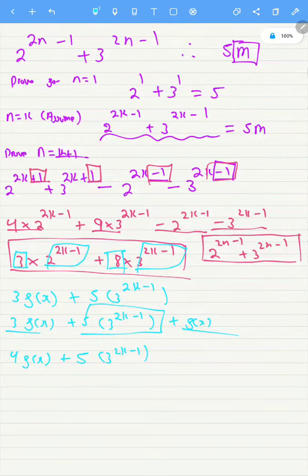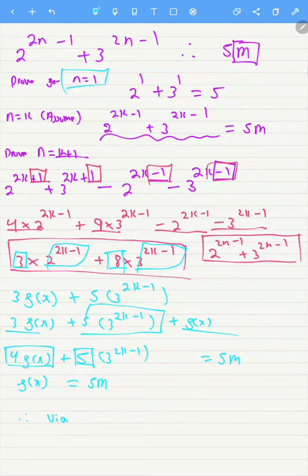So what we're proving is that it's a multiple of 5. At the start, obviously, we proved that f(x) is a multiple of 5 because of the 1 stuff. So we know f(x) is a multiple of 5, and there's 4 of those. So 4 of a multiple of 5 is still a multiple of 5. Then because there's a 5 here, that means this is also a multiple of 5.